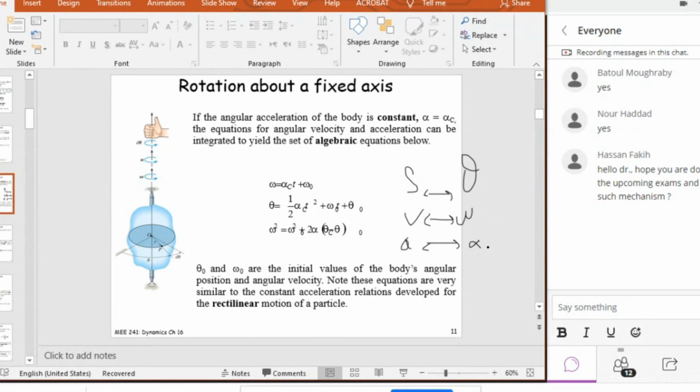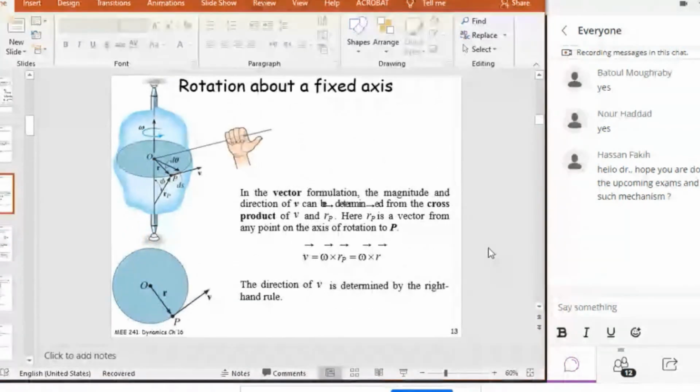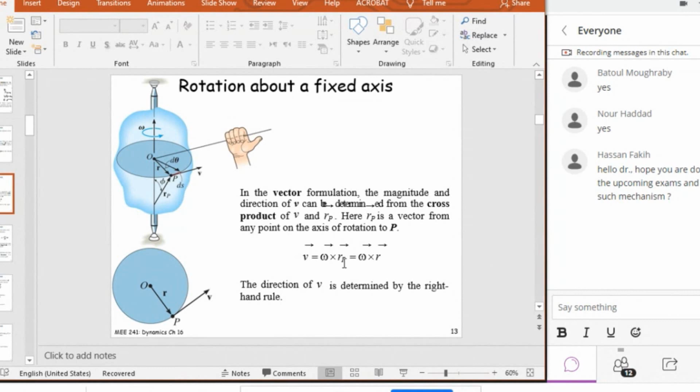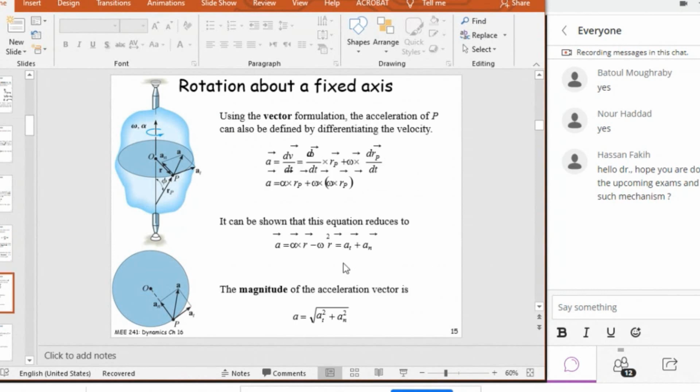So they are all the same, guys, except that you have to substitute S by theta, V by omega, and A by alpha. And then we proved in the equations of a rigid body that if I have a pure rotation, V will be equal to omega cross R. And since omega and R are perpendicular, then V in magnitude will be omega R. And then the normal acceleration would be equal to omega squared R, and then the tangential acceleration will be equal to alpha times R.